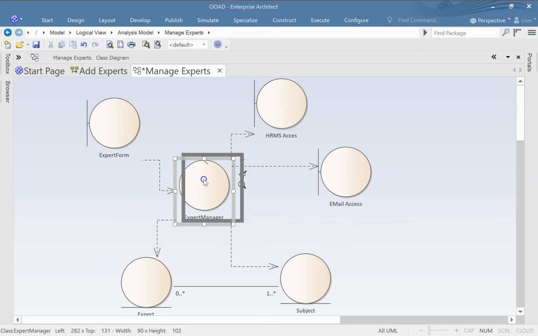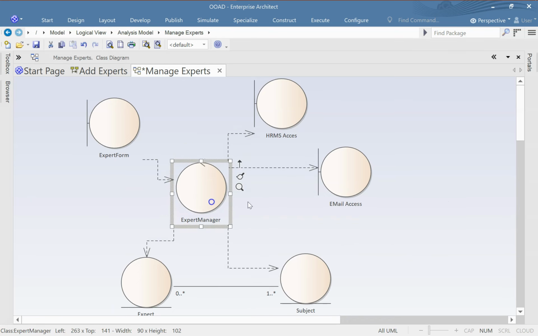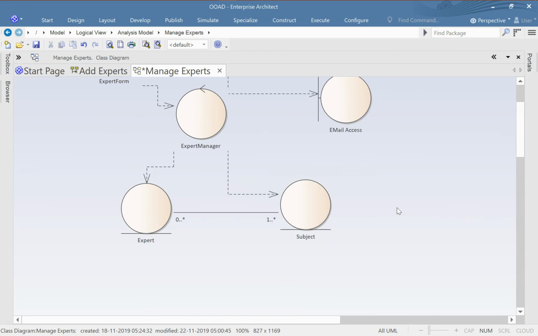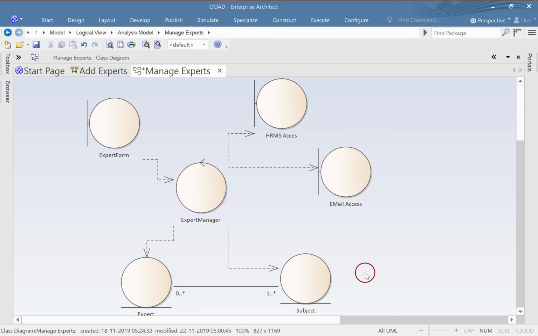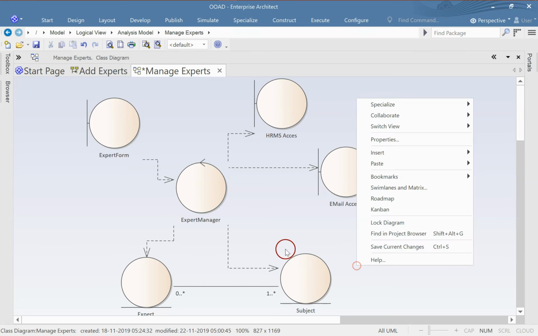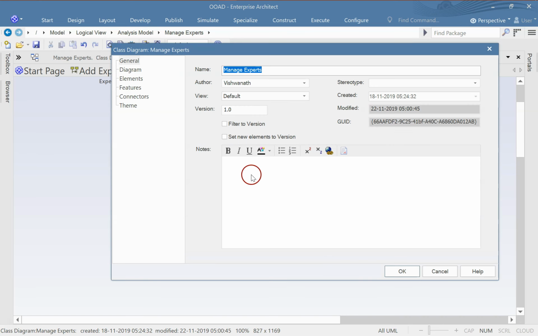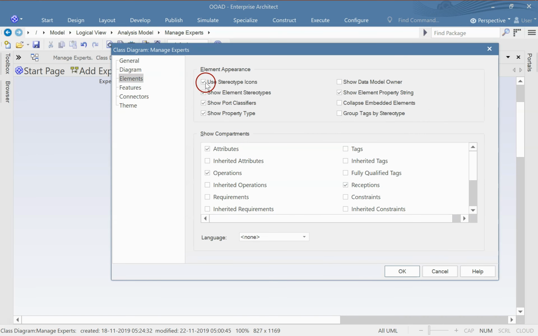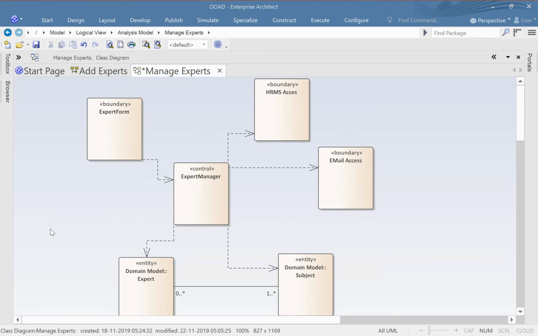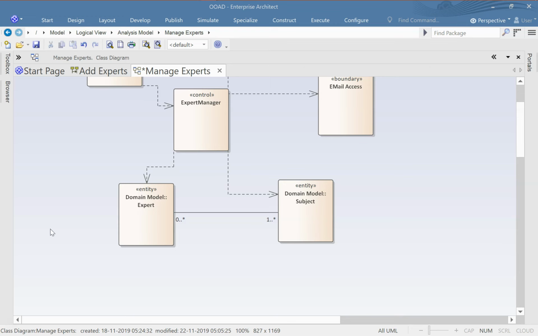Now, let's look at the properties of these classes, and more specifically these entity classes. As and when I add these properties, they will not be shown on this diagram because it is using the stereotype notation. So to make it not show it like this, I go to elements and say use stereotype icons. Remove it and say OK. So now it actually shows it as a class.